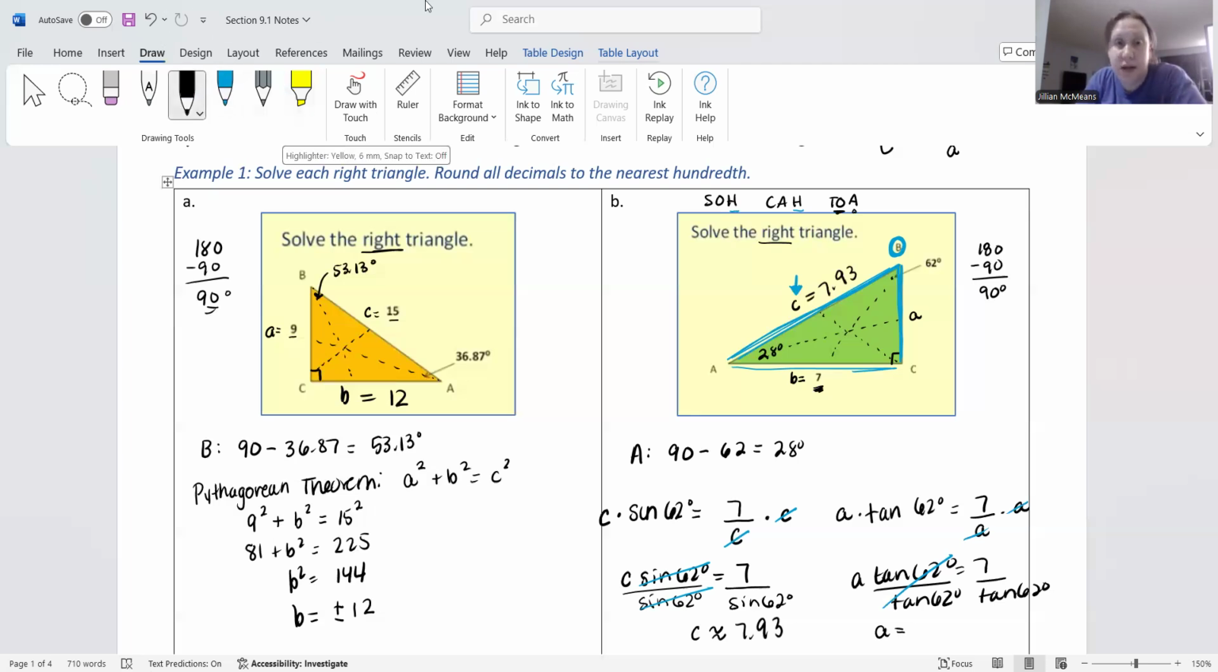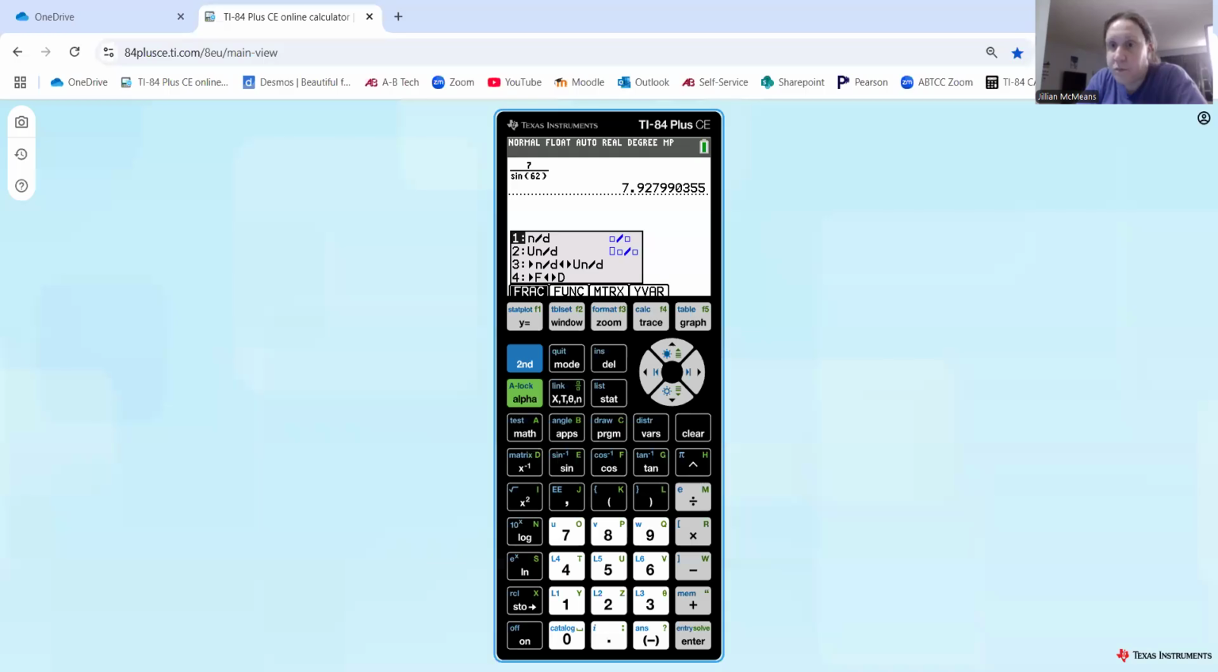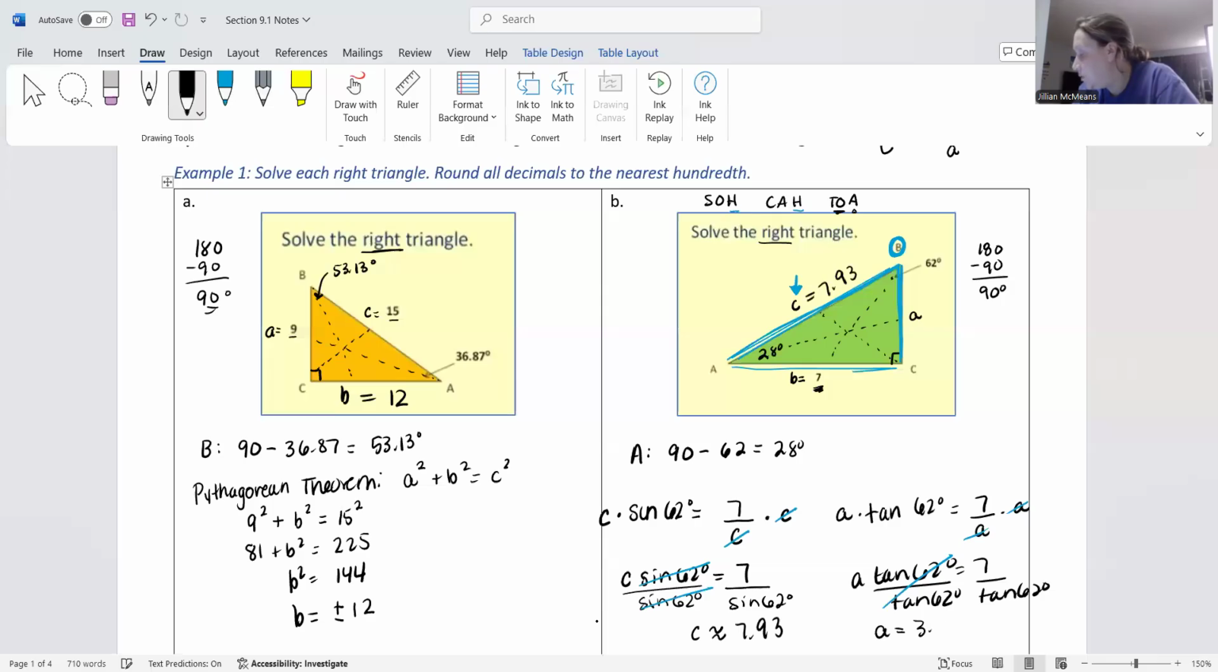So let's go back to the calculator. Again, I'm going to go alpha y equals and choose option 1. My numerator is still 7. And then for the denominator, I get tangent of 62. And we get, if we round to 2 decimal places, 3.72. So let's go back to the worksheet. And we're going to say that the length of side A is 3.72. Now let's think about this just a little bit.